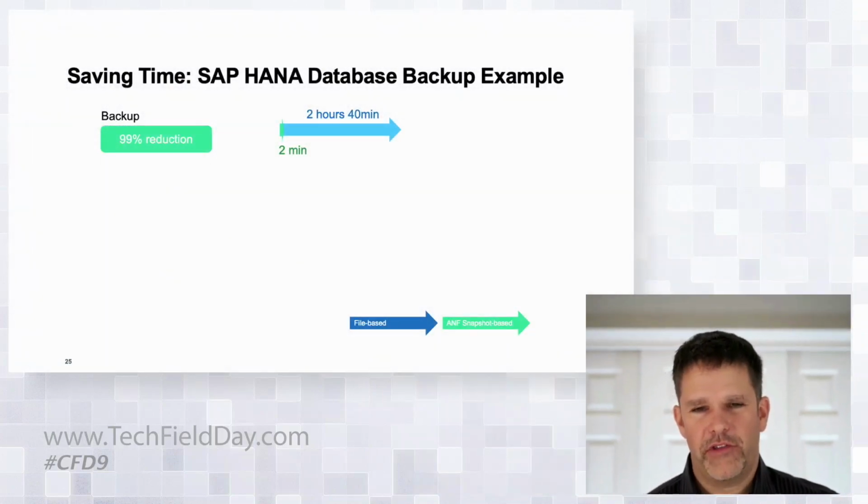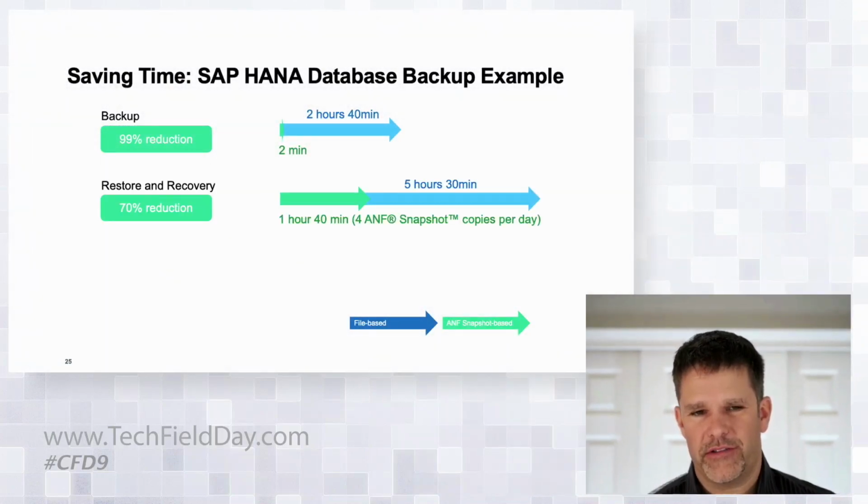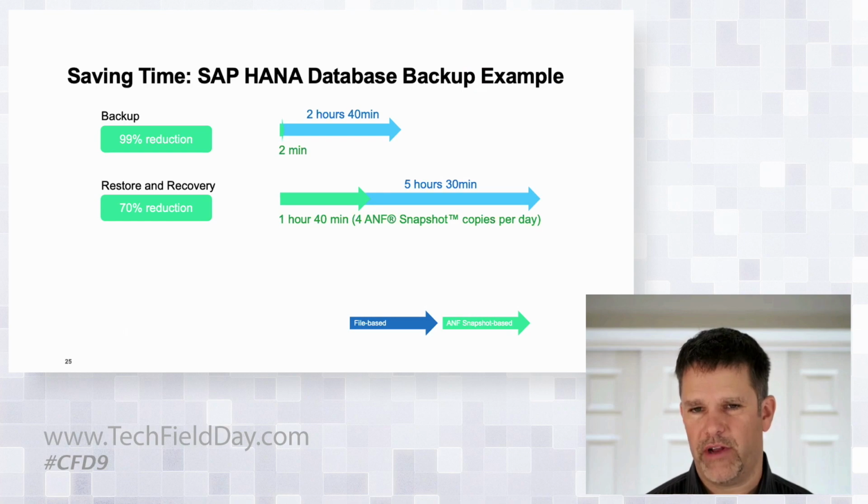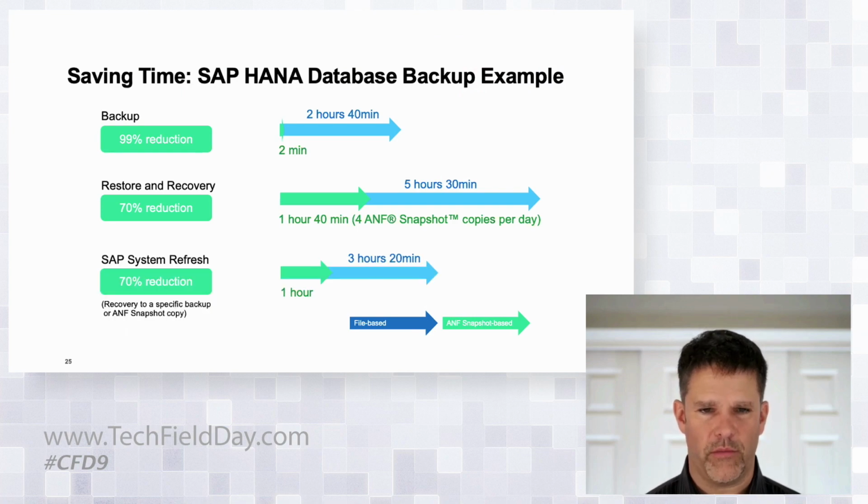And if you can back up the data, it's only as good as you can restore it. So being able to do quicker restores on this as well. It took 1 hour and 40 minutes for the customer on what used to take 5.5 hours to recover their data sets. Substantial. They were doing 4 snapshot copies per day. Not a lot, but when you reduce the time by significant amounts, you open that door for more. And then full SAP system refreshes: you're talking 3 hours and 20 minutes down to 1 hour.